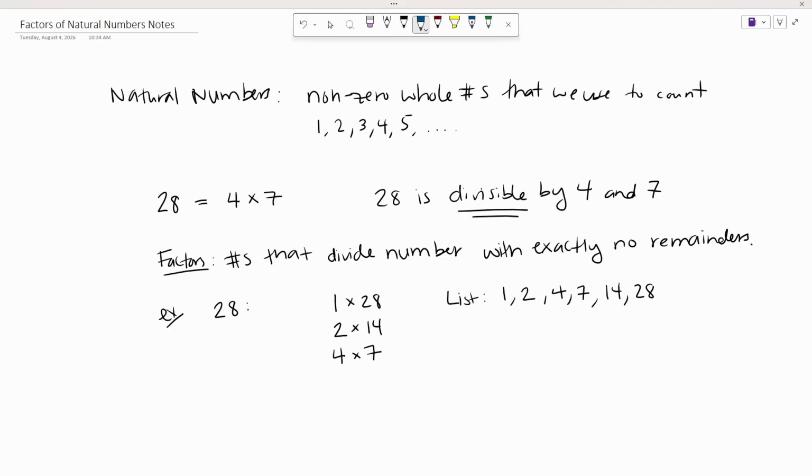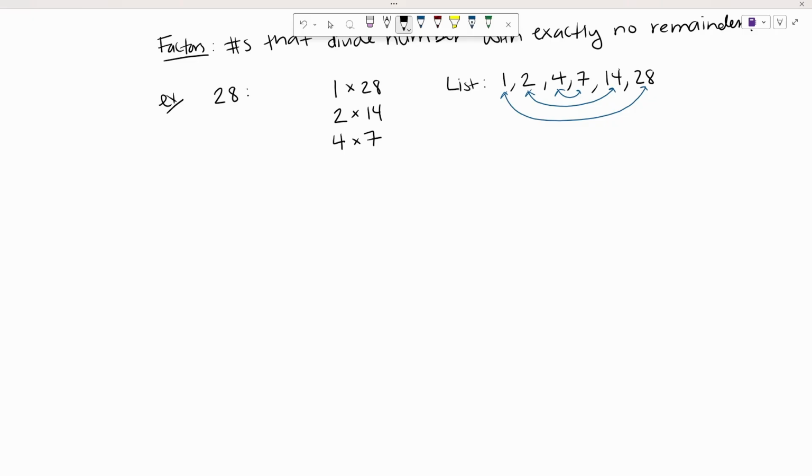Notice that when we list our factors out this way, starting from the outer to the inner side, we have numbers that pair together to multiply to 28. In this way, we can check that we have all of the factors of 28 by making sure that all of our numbers pair off. Let's try one more example.